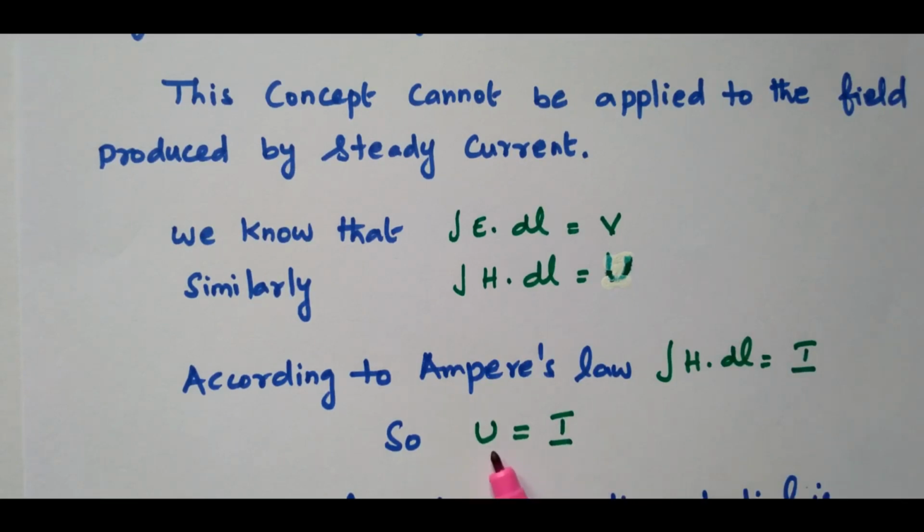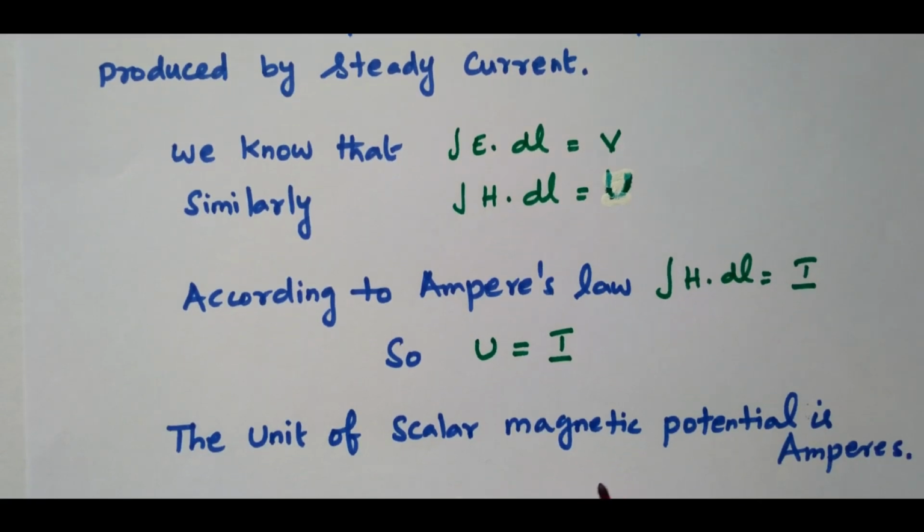That is, scalar magnetic potential is equal to current. So we can represent scalar magnetic potential as nothing but a current. The unit of scalar magnetic potential is amperes. So we conclude that U equals I, and the unit is amperes. Now we'll see the vector magnetic potential.